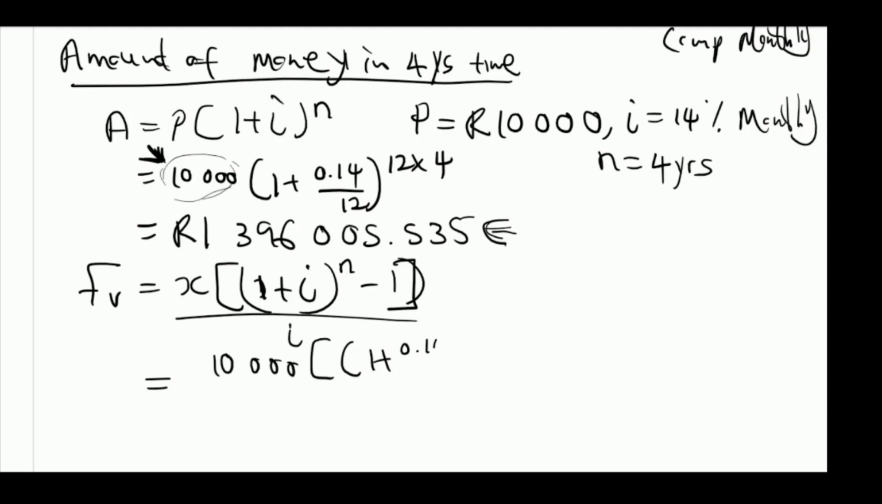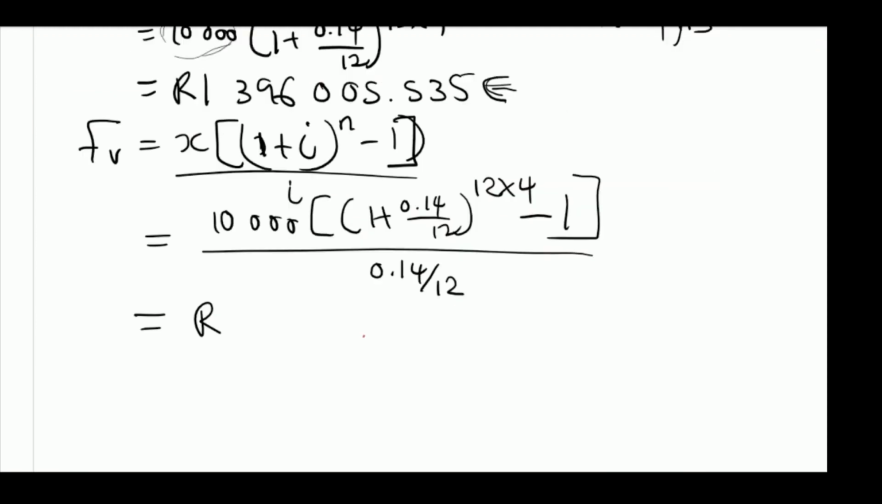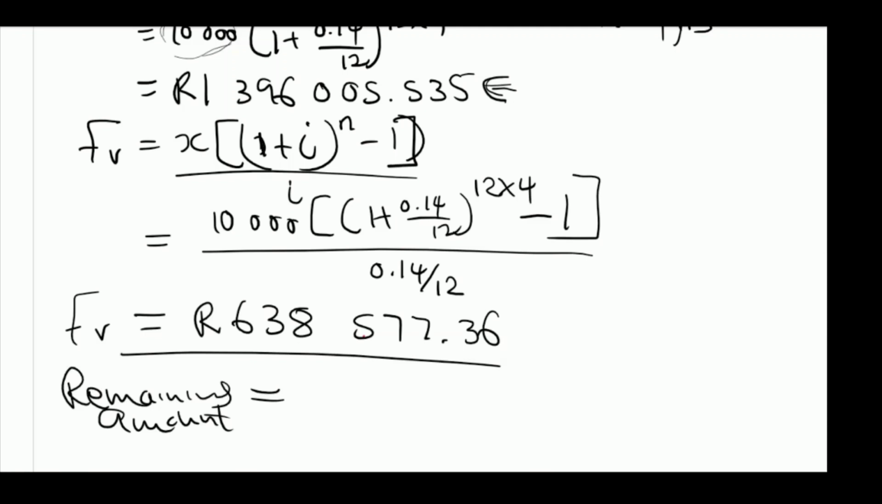So the future value is going to be 638,577.36. So this would be the future value. Now the remaining amount, so this is the money in the account. So you're going to say the total amount that was withdrawn in 4 years minus the total amount invested.